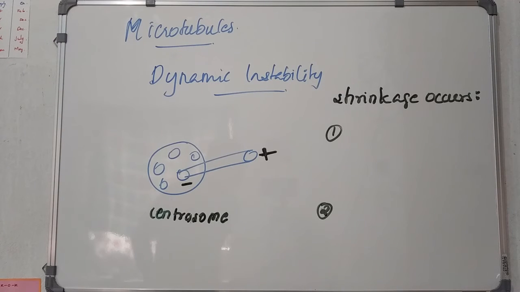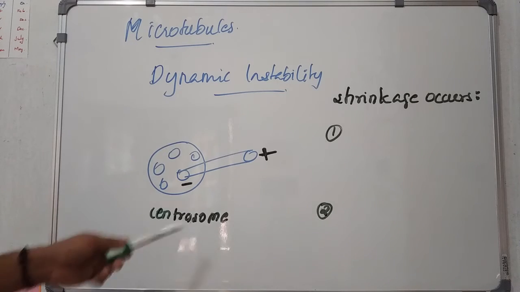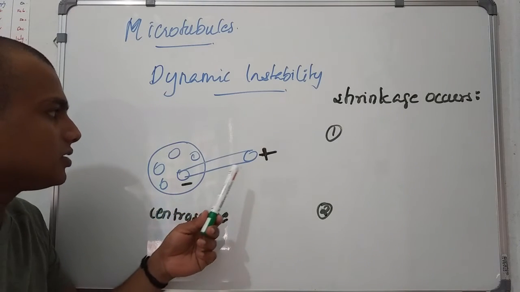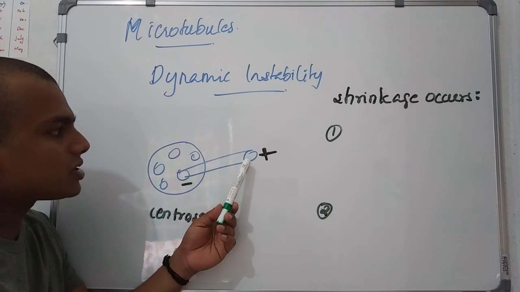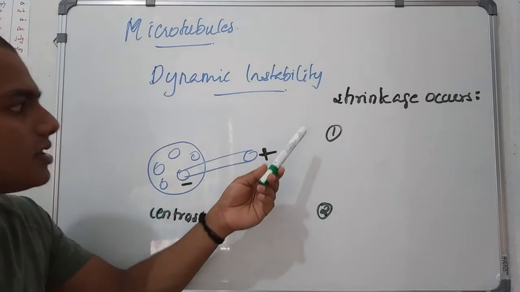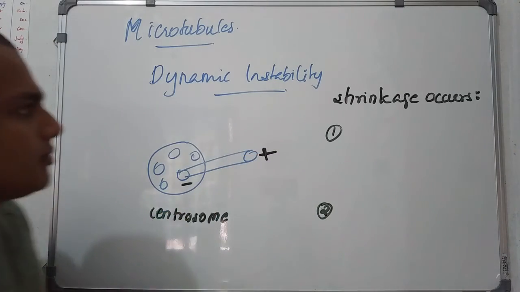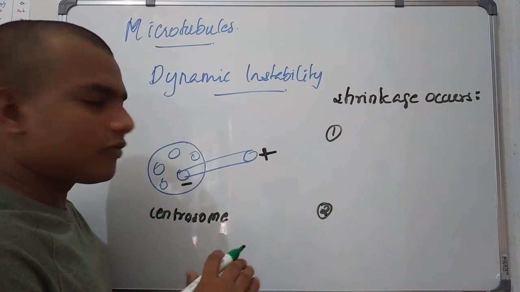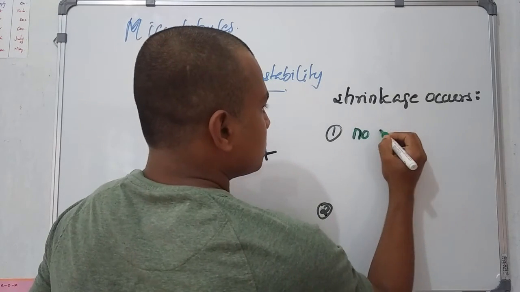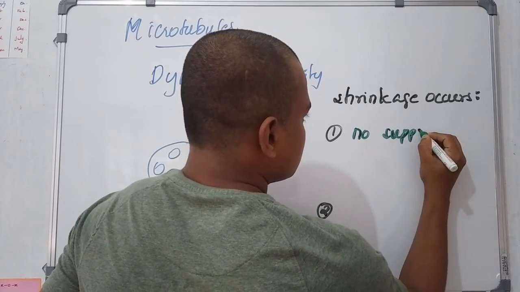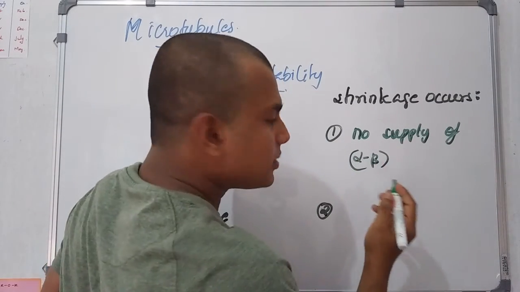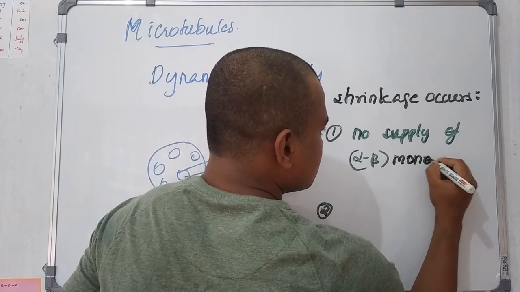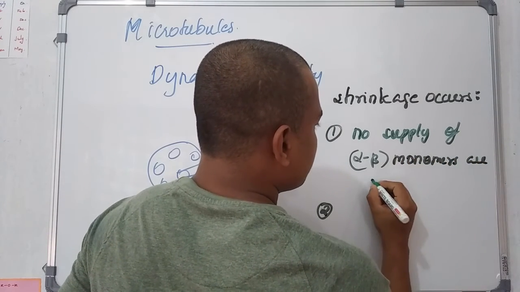Now we will be looking into dynamic instability, which is another phenomenon like treadmilling. Now this is the centromere and this is a microtubule attached to it. This is the positive end and this is the negative end. Here the negative end is stabilized and at the positive end, growth is happening. Shrinkage occurs in the first case when no supply of the alpha beta dimers or monomers is available.